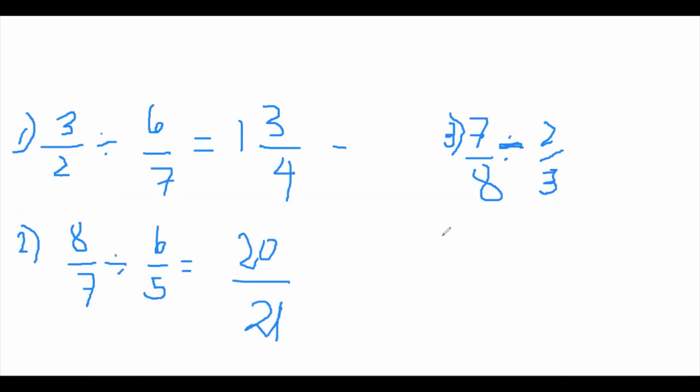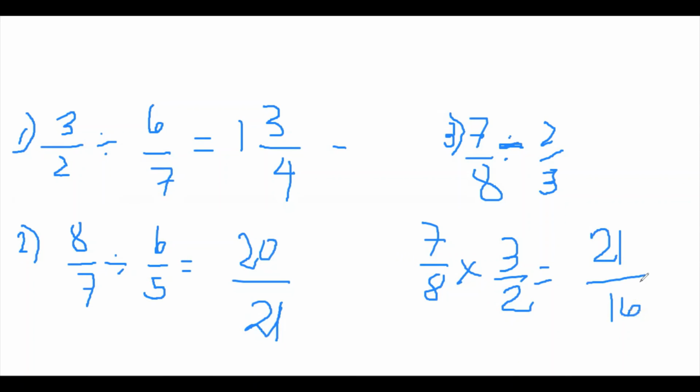So we have here the last problem, 7 over 8 going to multiply 3 halves. 7 times 3 is 21, and 8 times 2 is 16. Do you think we can still simplify it? Yes, we can. Because it's an improper fraction, we need to convert it to mixed form. Always don't forget that, my fellow learners.